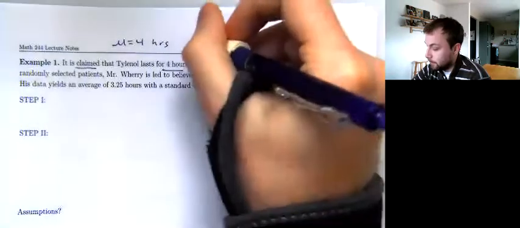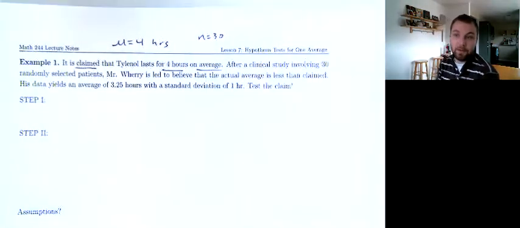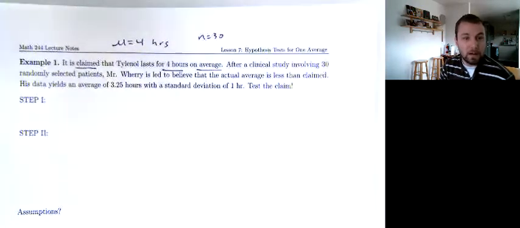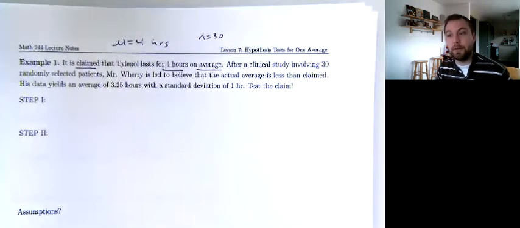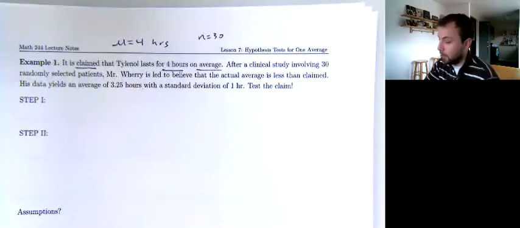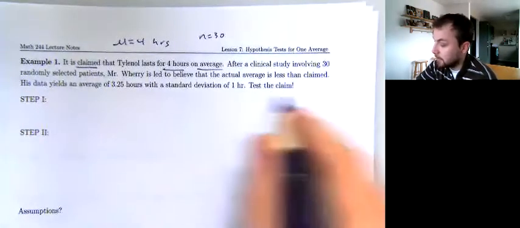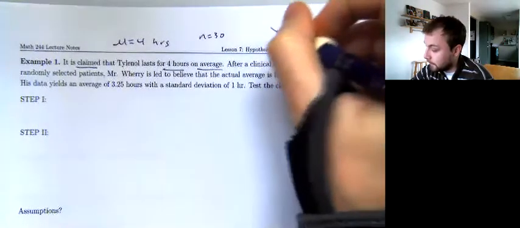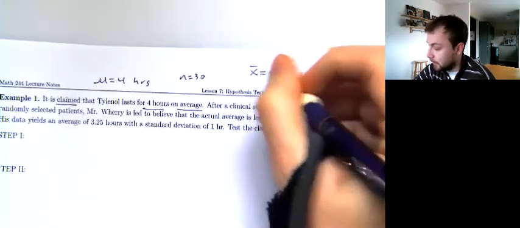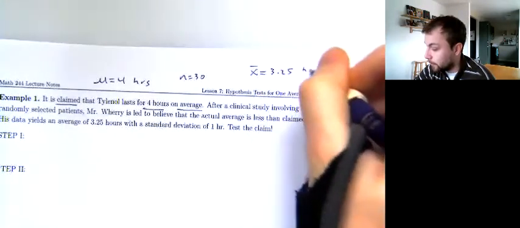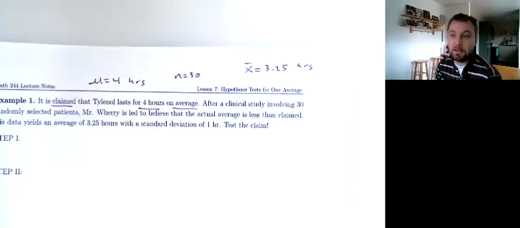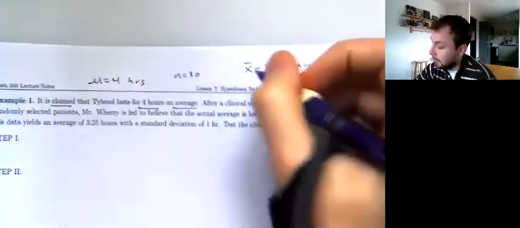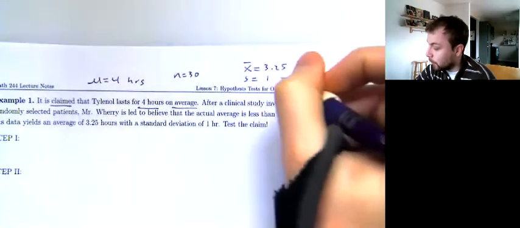30 random samples, I'm looking at an N of 30. I think it's less than claimed for alternative, okay, so I'm going to have less than for my HA. My data is only for 30 samples, so everything that I'm looking at here is going to be a statistic, not a parameter. So for example, this 3.25, that is going to be a sample average of 3.25 hours. That'll be my value when I'm calculating my z-score, or my t-score in this case, and a sample standard deviation of 1 hour.